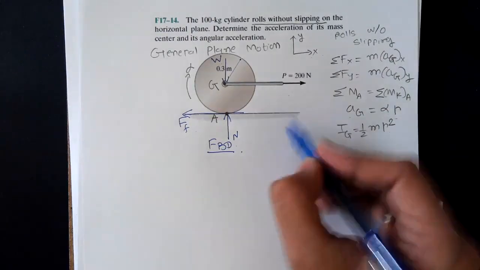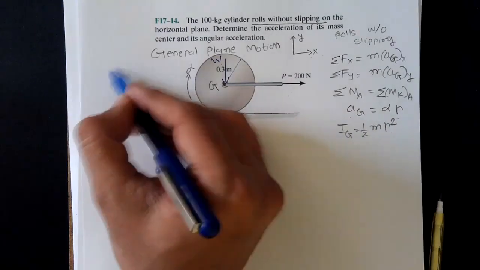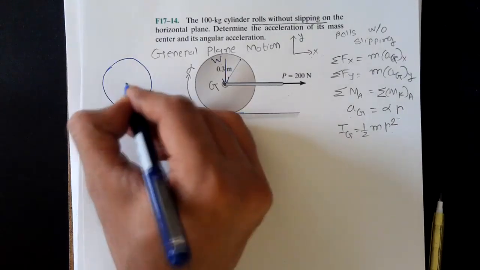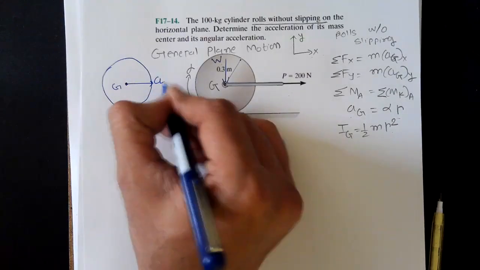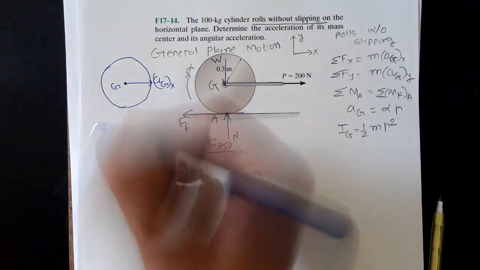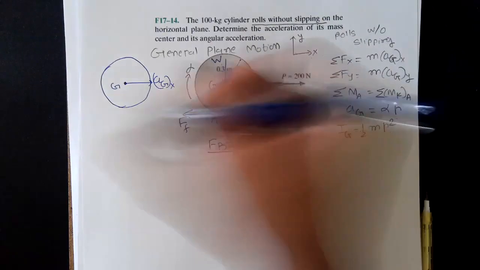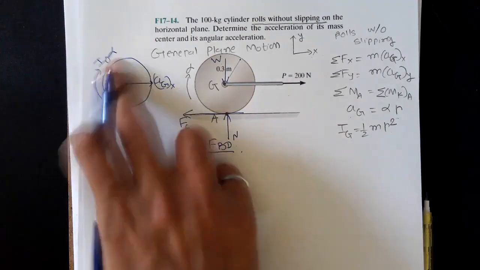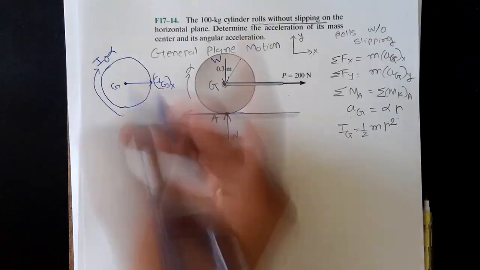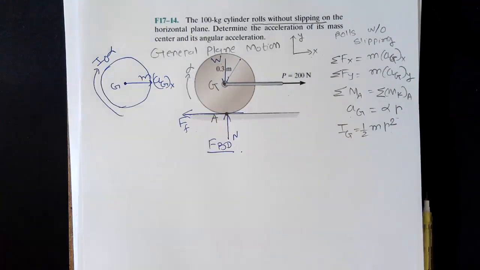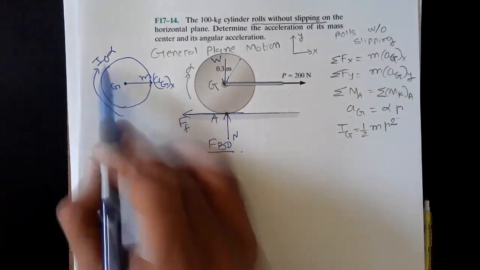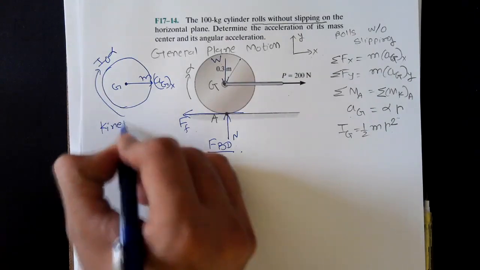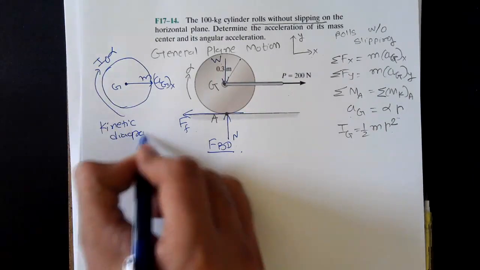And our kinetic diagram, you should draw this on the side. I'm just drawing it here. As a result of these forces, the center of mass of the disk has acceleration AgX, the x component of the acceleration, and because of the rotation and moment of inertia, it has angular acceleration, angular moment, which is I0 alpha. So this is the resultant force and this is the resultant moment because of all the forces. And this one is our kinetic diagram.